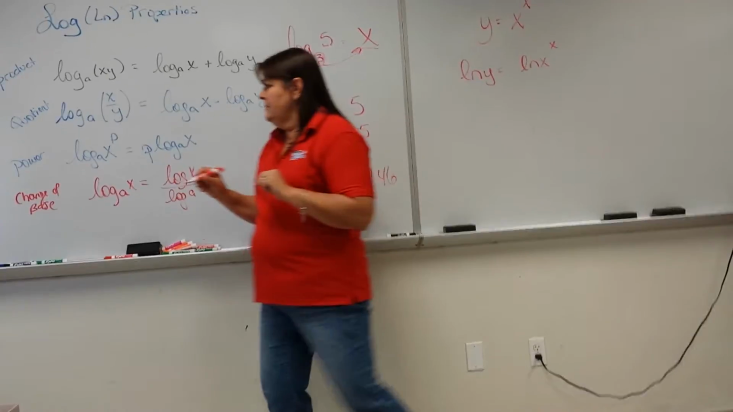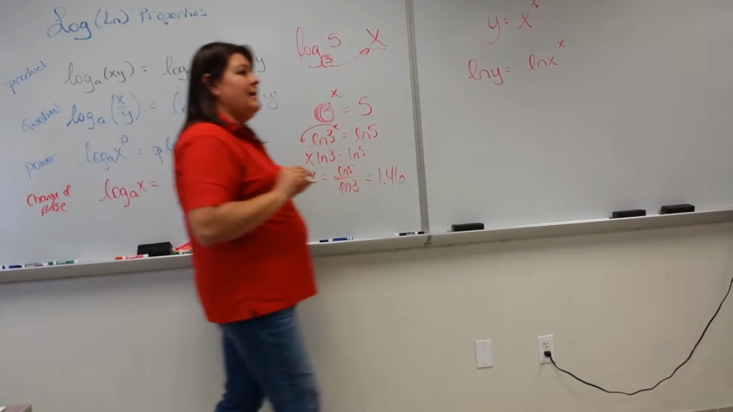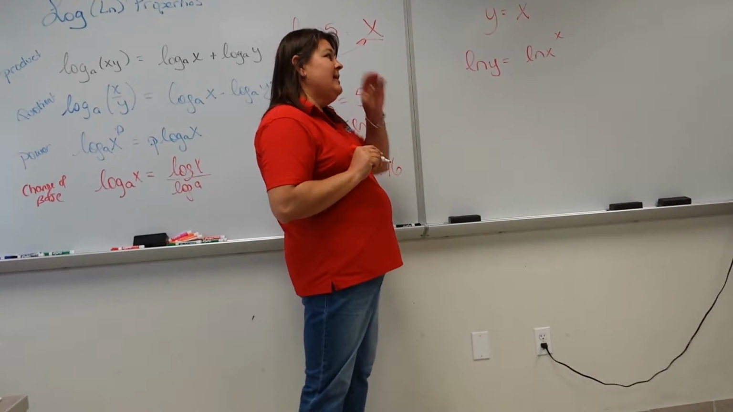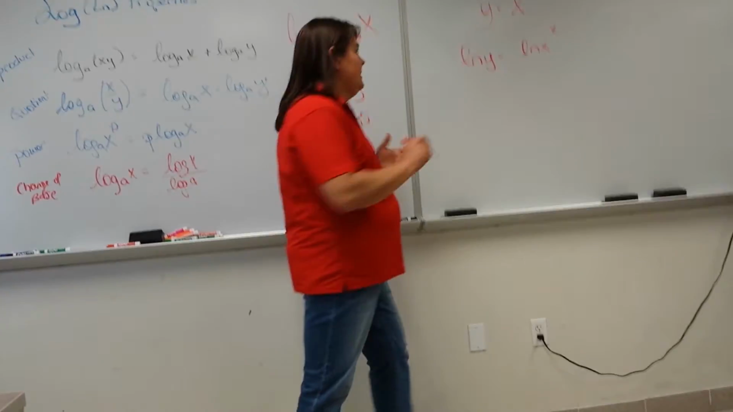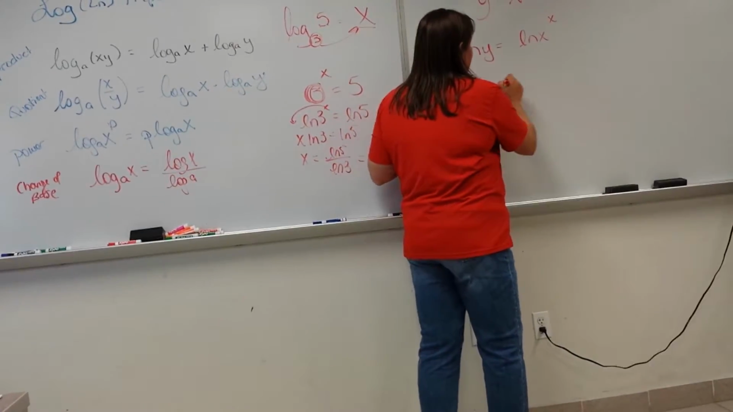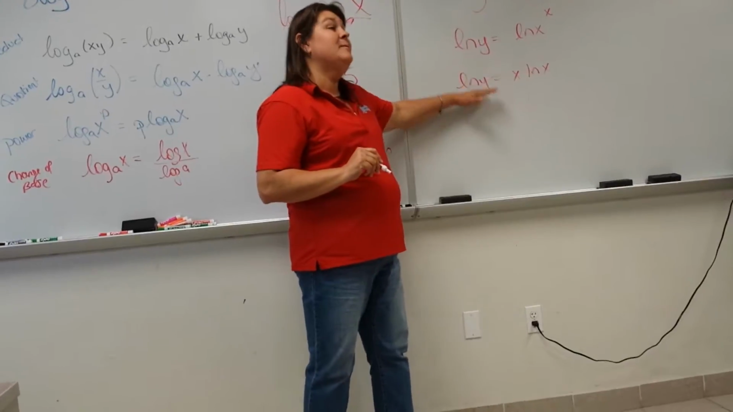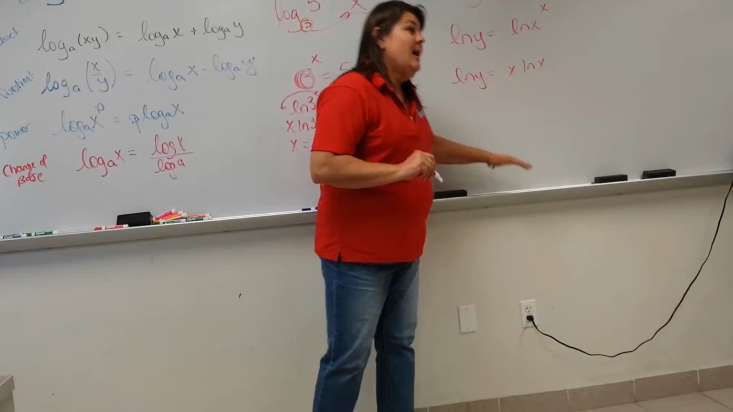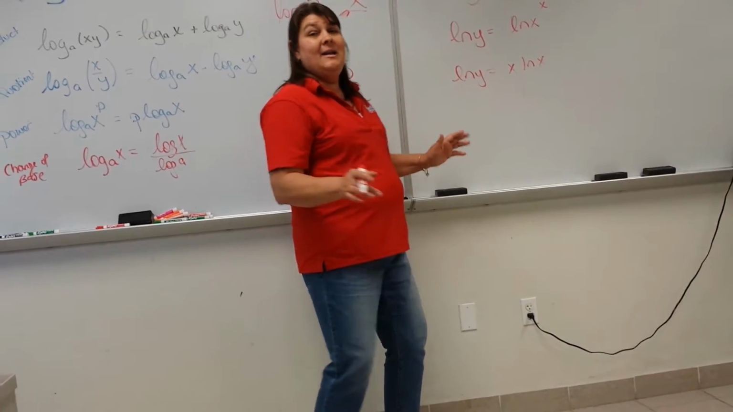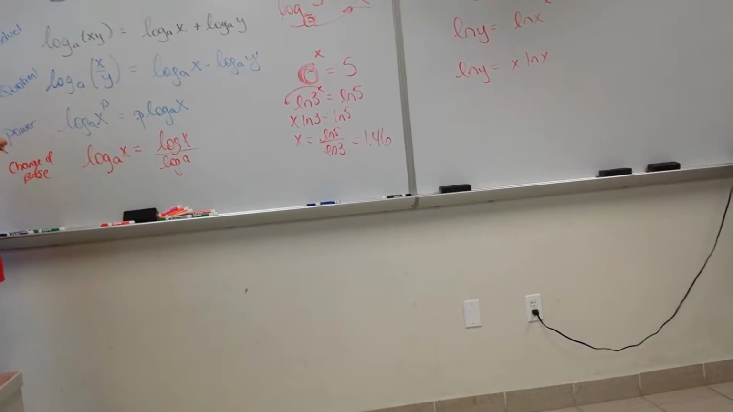It's called the power rule. It comes to the front. Now, what would I do, because I don't want that x as an exponent? Bring it to the front. So I have the natural log of y equals x times the natural log of x. Leave some space because we're going to do this problem in a minute. I wanted you to see why these properties come in handy. Is everybody okay with that?